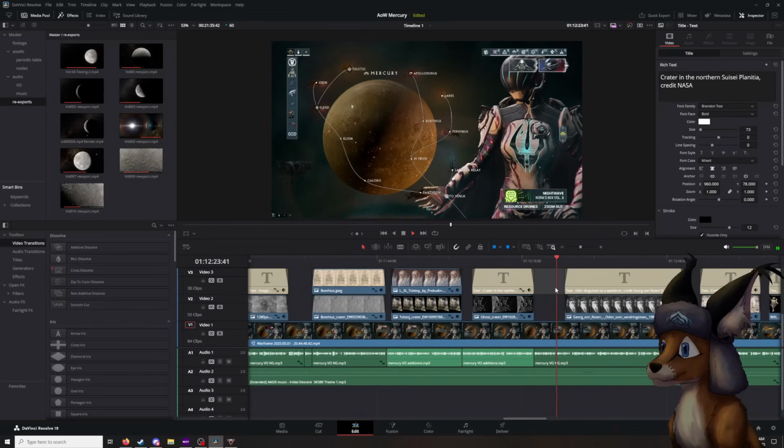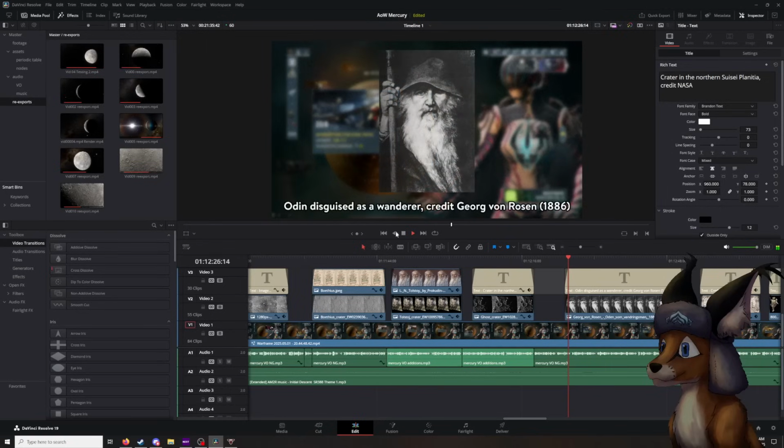names from mythology. The most obvious is Odin, which has a very interesting story.